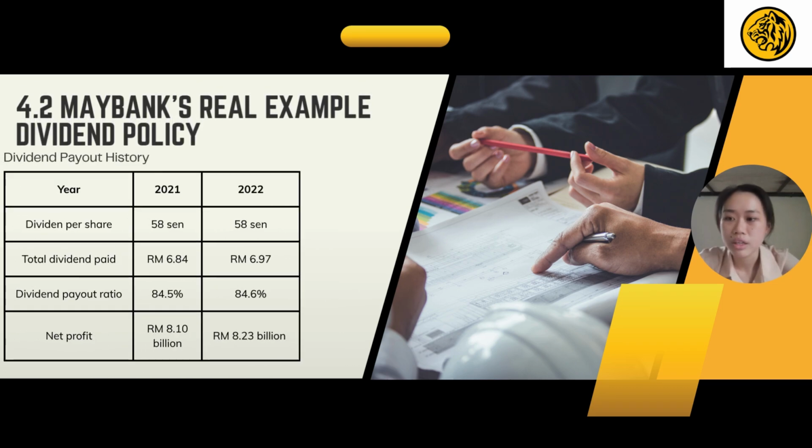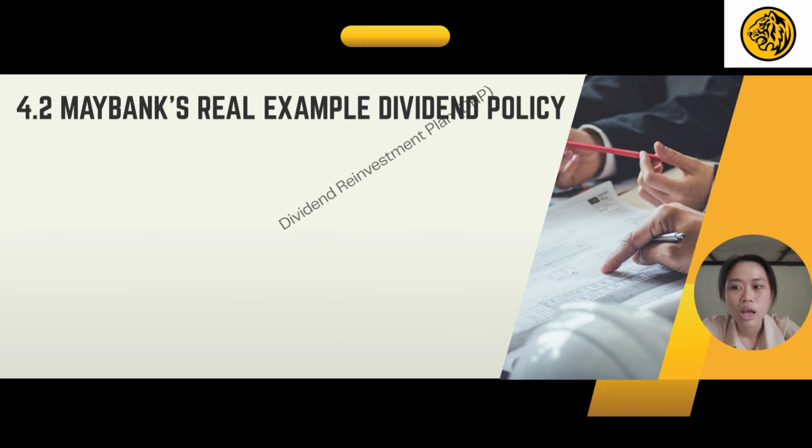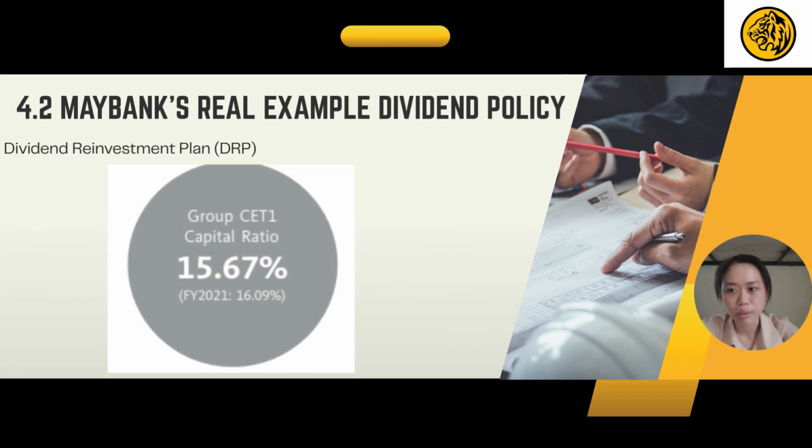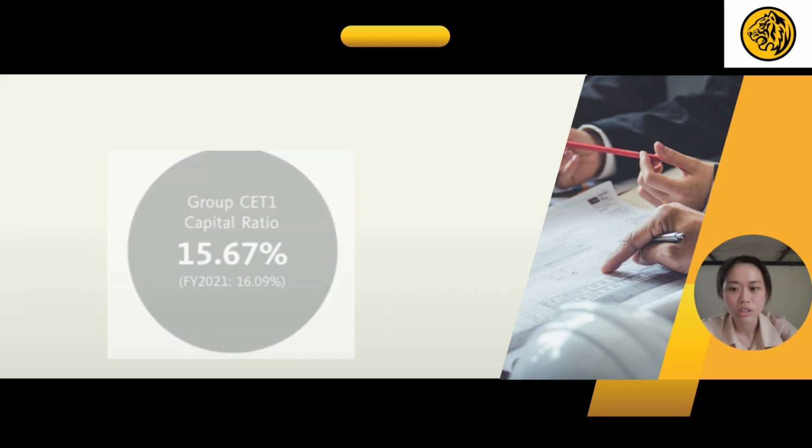The first Maybank Group example dividend policy is dividend payout history. Below is the Maybank dividend per share, total dividend payout ratio, and net profit in 2021 and 2022. Next is the Dividend Reinvestment Plan (DRP). By implementing DRP, Maybank made it possible for shareholders to get dividends in shares rather than cash. Below shows that in 2022 the CET1 ratio was 15.67%. It promotes enduring investment and shareholder loyalty.